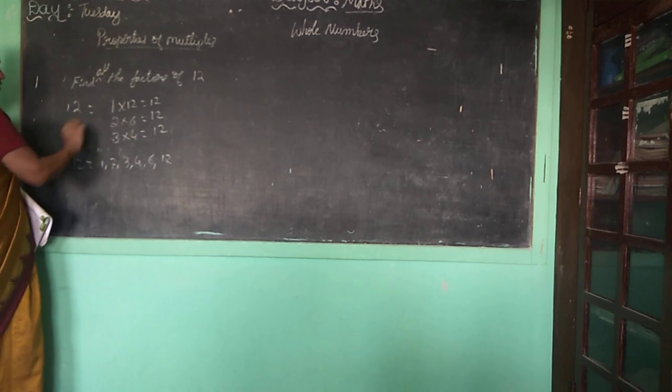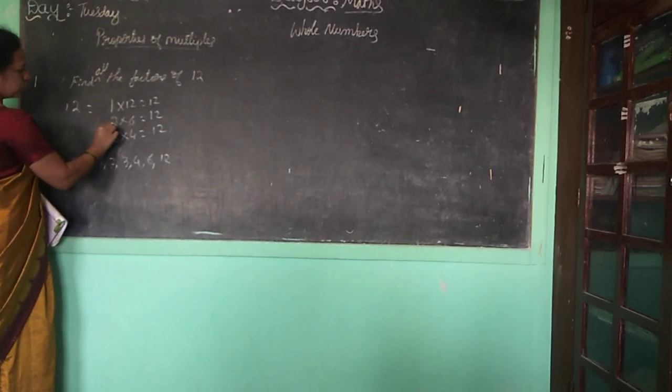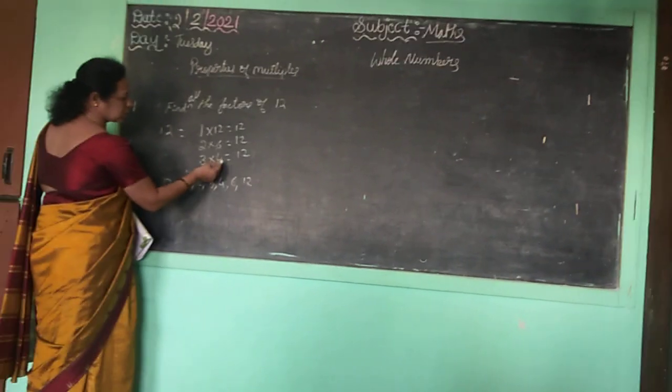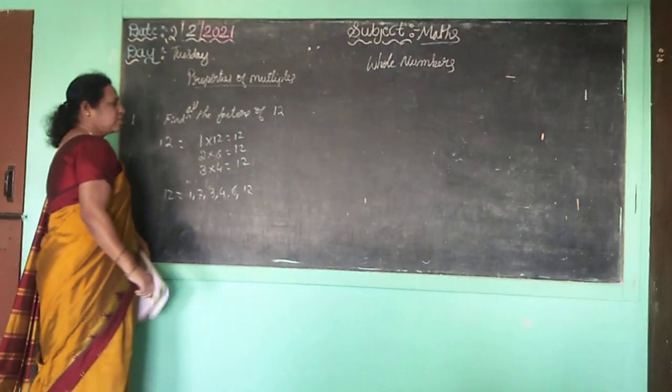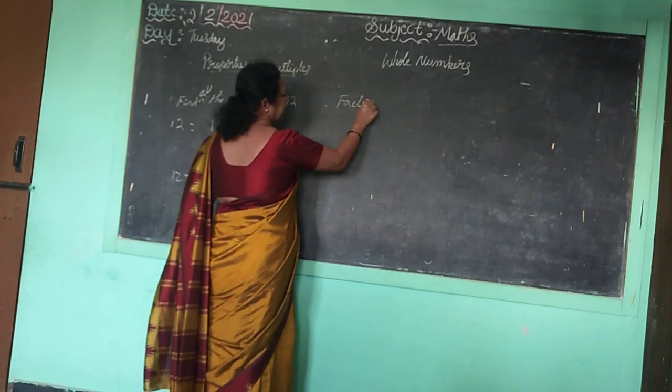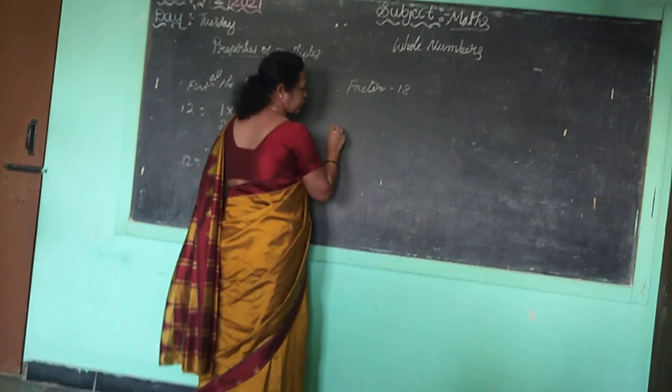You know that 1 twelve is 12. So 1 and 12 are factors. 2 sixes are 12 or 6 twos are 12. So 2 and 6 are there. 3 fours are 12 or 4 threes are 12. Like that you have to find all the factors of 18. You have to find all the factors of 18.